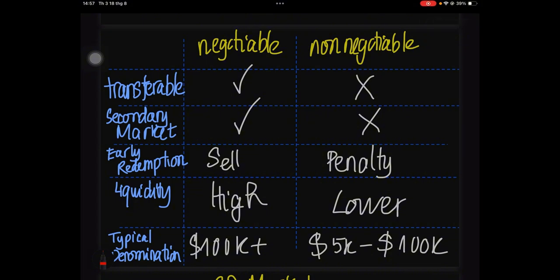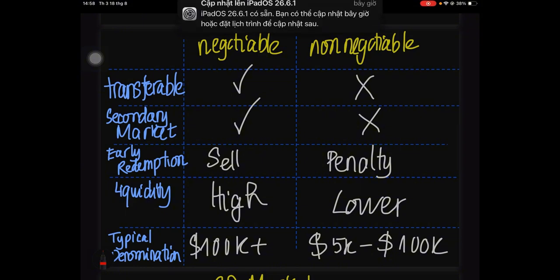This is one of the most important comparisons to remember. A negotiable CD can be transferred and sold in the secondary market. A non-negotiable CD generally cannot. Negotiable CDs are typically issued in large denominations, such as multiples of $100,000. Non-negotiable CDs can be issued in much smaller amounts, ranging from around $5,000 to $100,000. The maturity range can also be much broader, from as little as 1 day to several years. So there is a clear trade-off. Negotiability gives you liquidity. Non-negotiability gives the bank more stable funding but reduces the investor's flexibility.